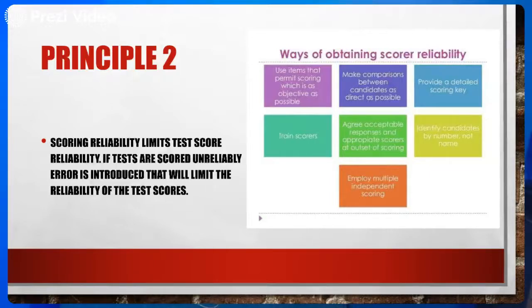Here you can use items that permit scoring which is as objective as possible. You can train scorers. You can make comparisons between candidates as direct as possible. You can agree on acceptable responses and appropriate scores at the outset of scoring. Employ multiple independent scoring. You can provide a detailed scoring key. And you can identify candidates by number, not name. And those are ways of obtaining score reliability.